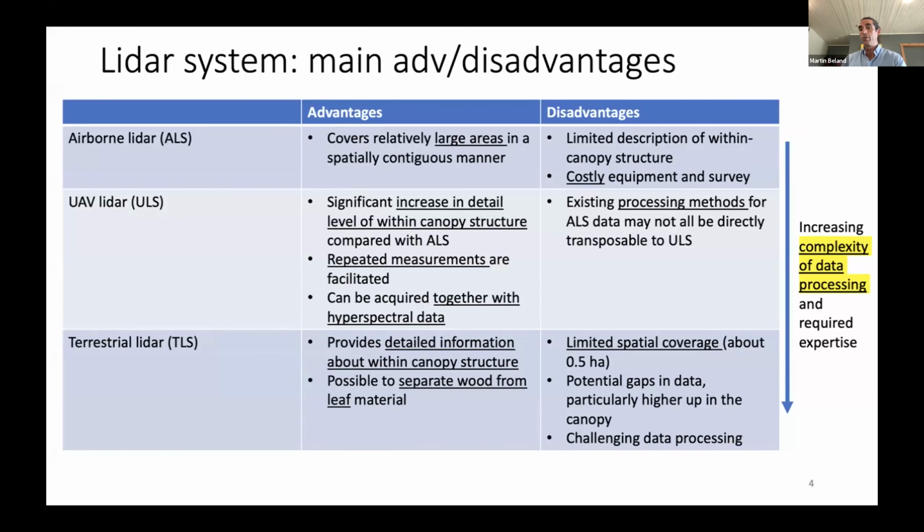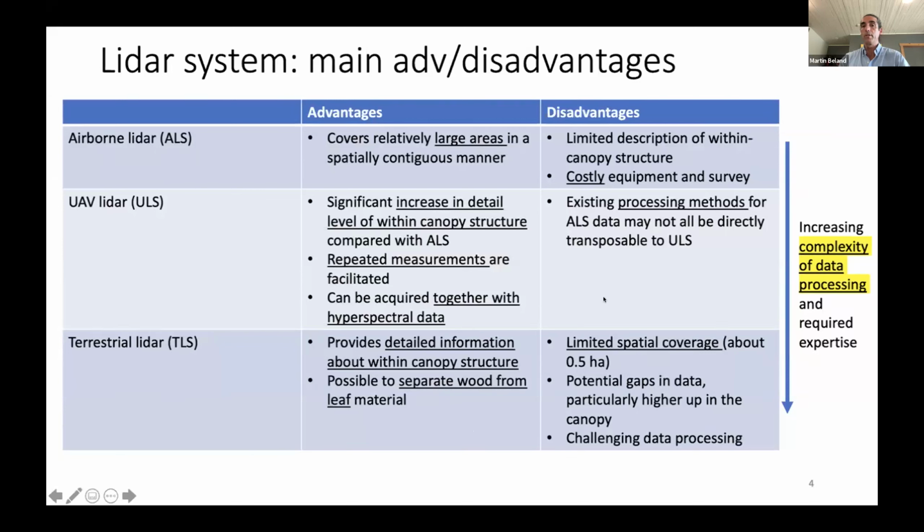which is much simpler. You don't need an airport. You have a lot more detail, so a higher resolution. It's easier to make repeated measurements through time if you want to do that. And sometimes people have been quite often putting a hyperspectral sensor on the UAV as well.